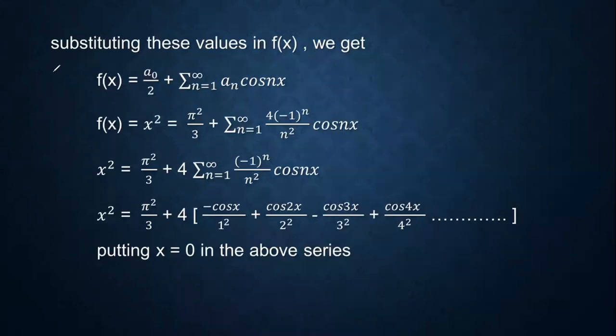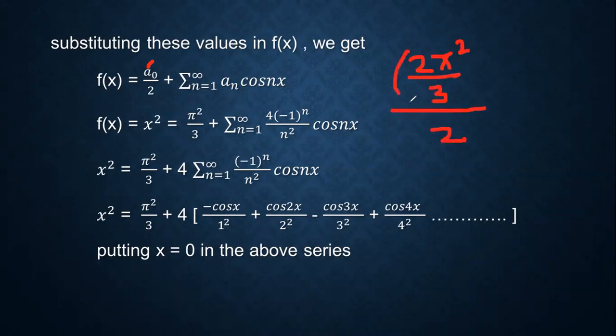What is the half range Fourier series expansion? That is f of x is equal to a naught by 2 plus summation n equal to 1 to infinity an cos nx. What is the a naught value? The a naught value is 2 pi square by 3. So a naught by 2 is 2 pi square by 3 by 2, this 2 gets cancelled, and you get pi square by 3, which is represented here.